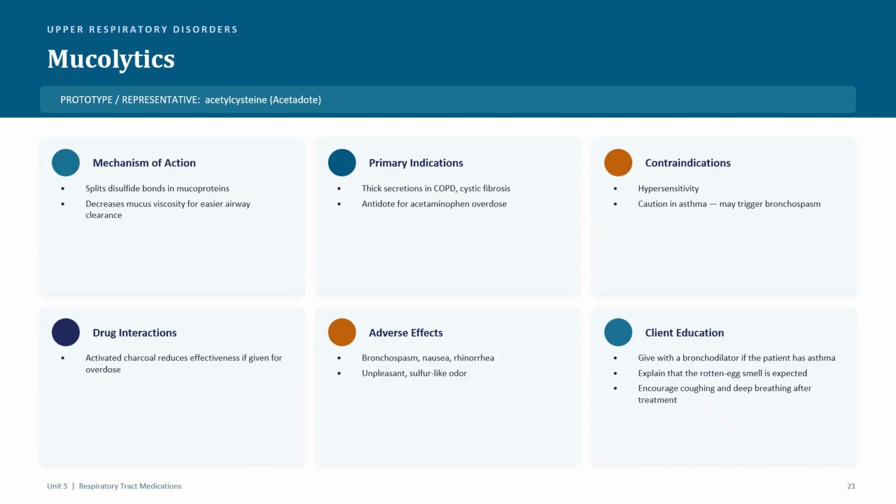So the practical teaching point that patients always ask about, yes, it genuinely smells like rotten eggs. That's the sulfur smell, and it is expected. It's not a sign that anything is wrong. And because it can trigger bronchospasms, it's often given alongside a bronchodilator in patients with underlying asthma, as a protective pairing rather than just using it alone.